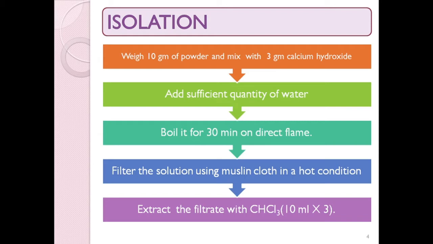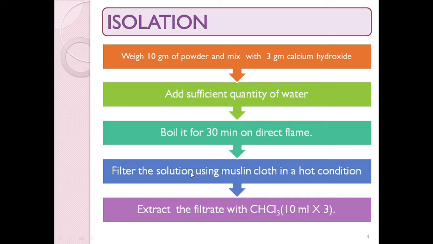Now let's understand the isolation method of caffeine. First of all, we take 10 gram of powder and mix it with calcium hydroxide. Calcium hydroxide will convert the alkaloidal salt into the free alkaloid. Now add a sufficient quantity of water and boil it for 30 minutes on a direct flame. Then filter the solution through muslin cloth in a hot condition, because caffeine is soluble in hot conditions.